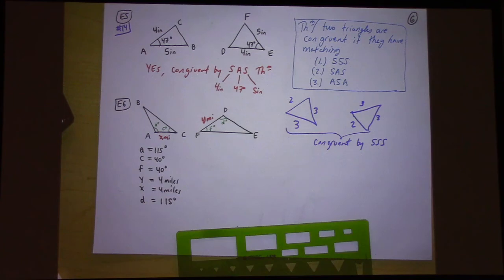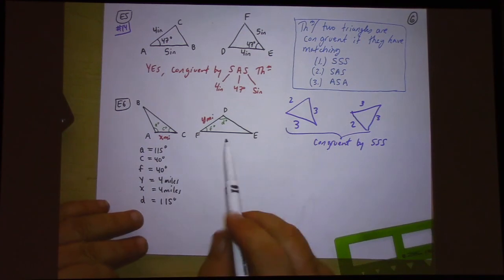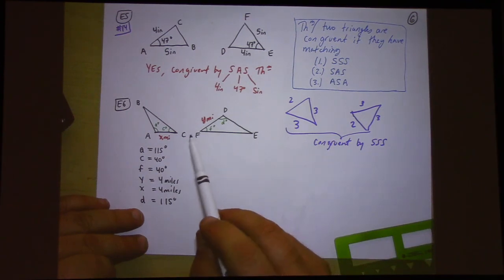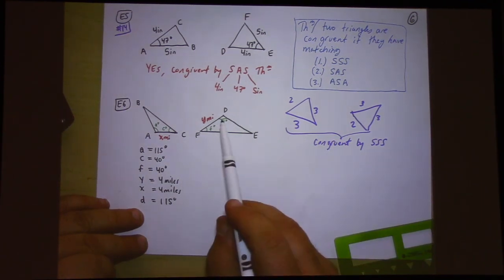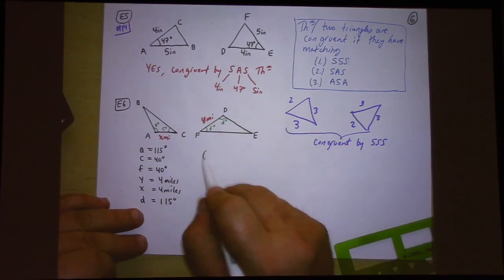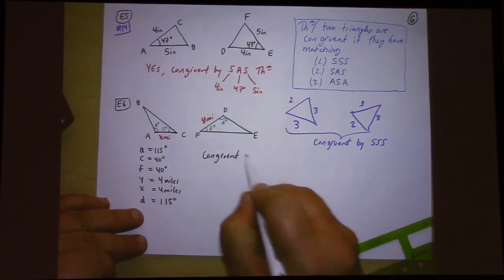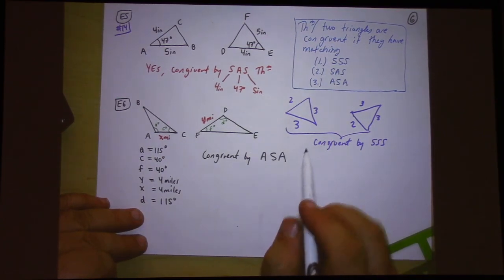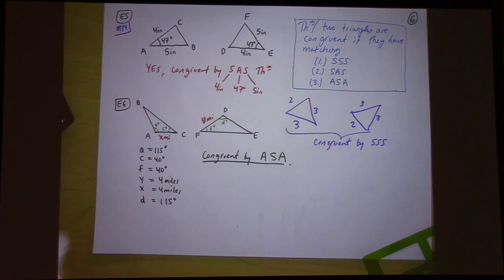Congruent? So we've got F is 40 degrees, and C is 40 degrees, D is 115, A is 115. So I believe this would give us, it's congruent by what? Angle, side, angle, this one. This is congruent by angle, side, angle, because you're matching up angle with angle and side with side in the same way on both triangles. So it's congruent by angle, side, angle. This was number 15.